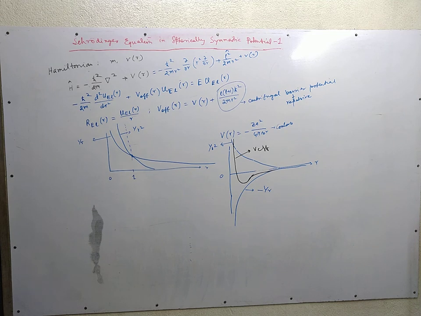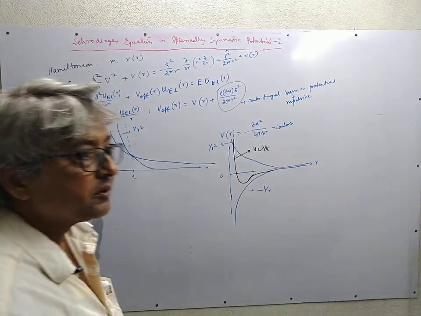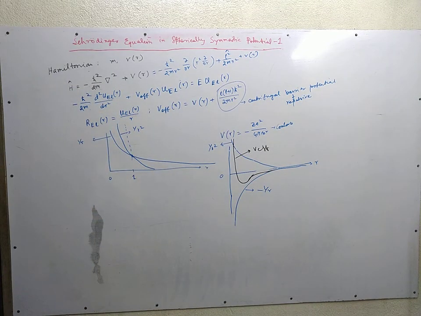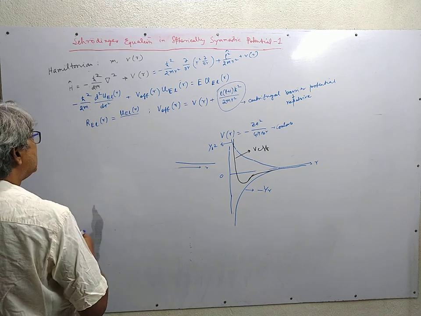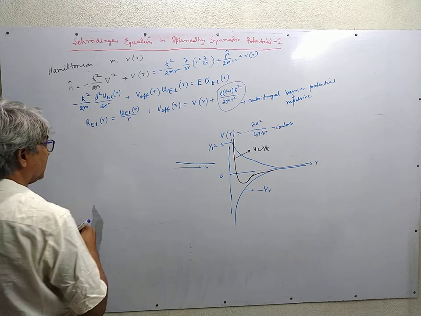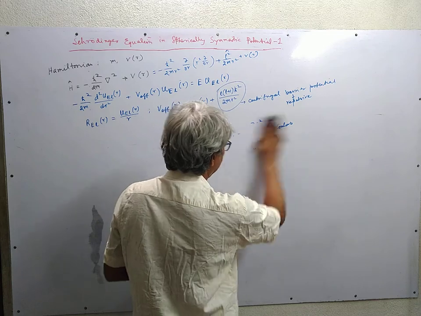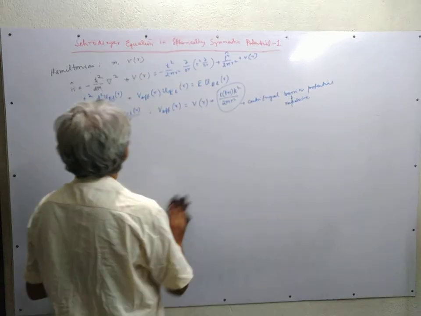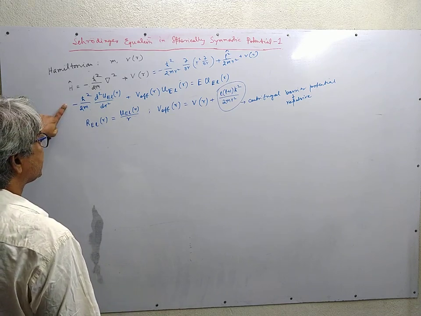And for L is equal to 0, there is no centrifugal potential. The potential is of this sort. In that case, the uncertainty principle prevents the electron from coming into the nucleus. Now, the summary that we have done so far is that for a spherically symmetric potential, the time-independent Schrodinger equation can be reduced to a very simple form like this. It is the effective one-dimensional potential.